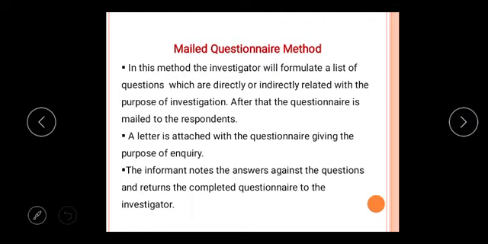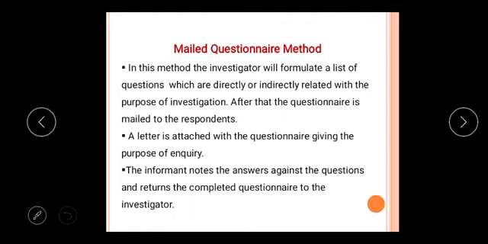Dear students, in mailed questionnaire method, the investigator will formulate a list of questions which are directly or indirectly related with the purpose of investigation. After that, the questionnaire is sent to the various informants by post. A covering letter is attached with the questionnaire giving the purpose of inquiry, where it is also ensured that the information given by the respondents would be kept secret, and a request is made to the informants through this covering letter to fill up the questionnaire and send it back within a specific period of time.